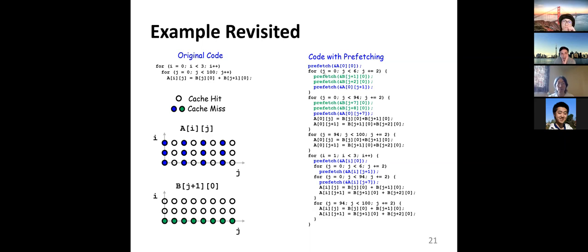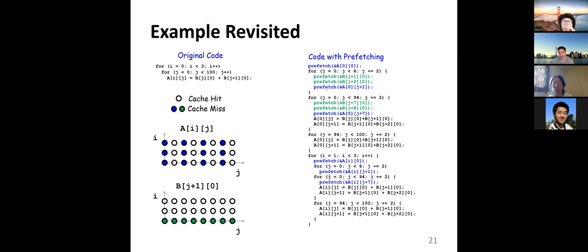You can see here there is a special loop that goes from 0 to 6 with a step of 2 that does prefetching for essentially B[j+1]. I do 2 prefetches at a time because I get j plus 2, so I get 2 at a time. I'm also doing prefetching for this one, and that's according to the distance. And you see, I don't need to prefetch everything because every other iteration is brought into the cache due to the spatial locality.